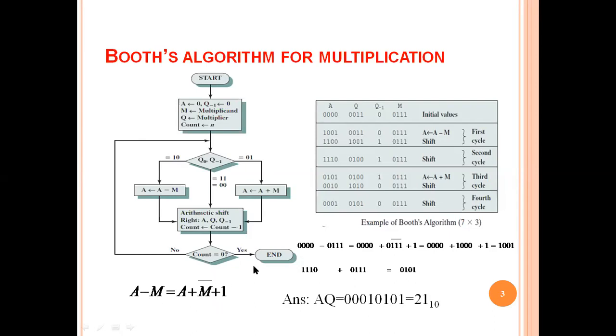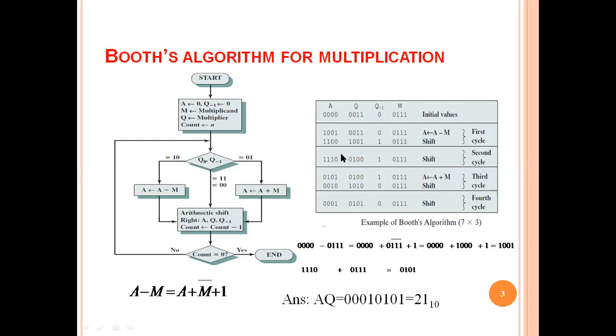So A is equal to A minus M. You put the value of A here. Then this is 1001, A minus M, so I have put the value here. Then you have to do the arithmetic right shift. Arithmetic right shift means you right shift the numbers A, Q and Q minus 1. That means here 1001, 0011 and 0. And the leftmost bit you should copy from A.